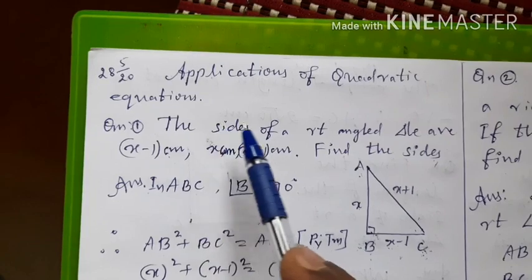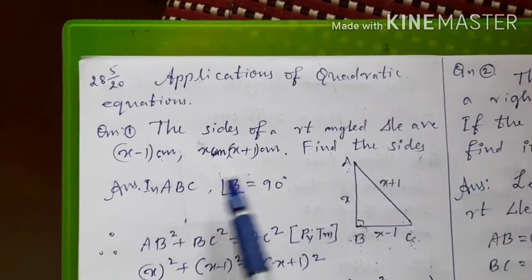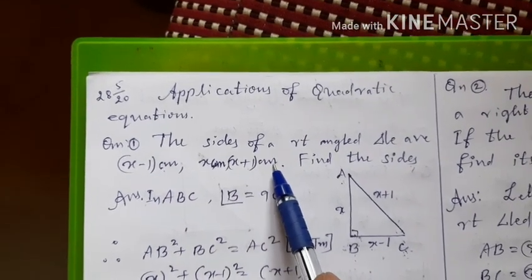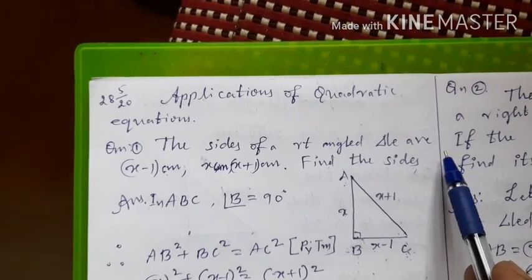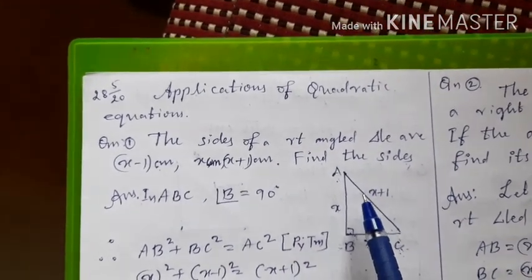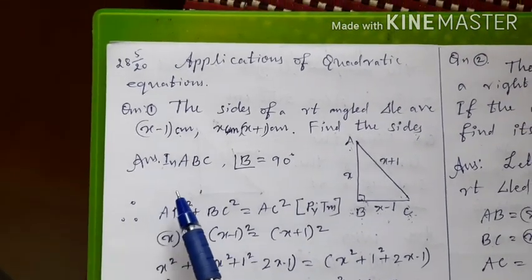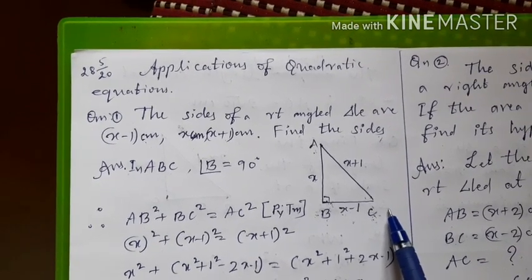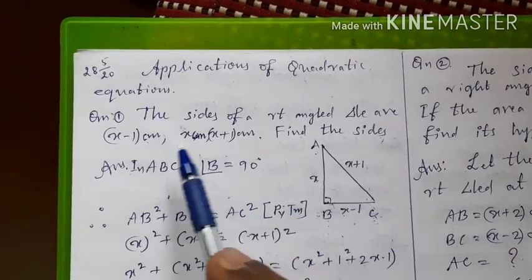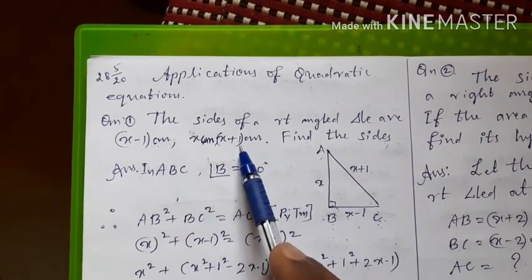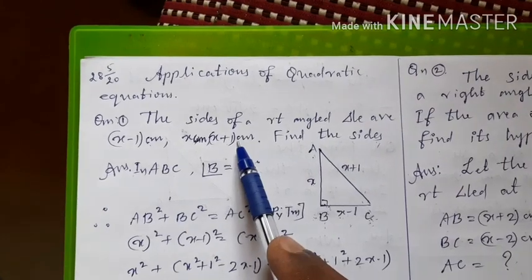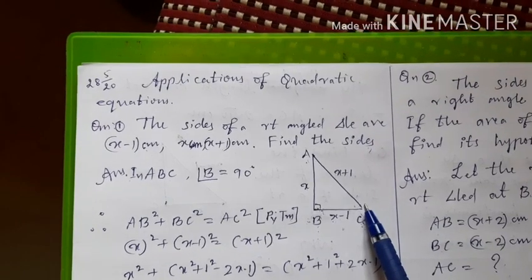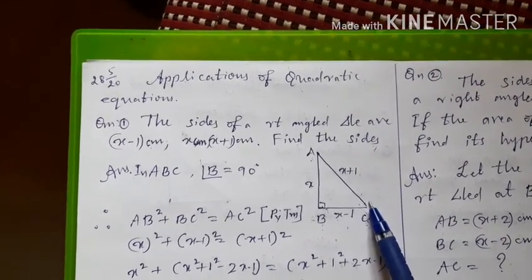Question number 1. The sides of a right angled triangle are x minus 1 centimeter, x centimeter, x plus 1 centimeter. Then find the sides of the right angled triangle, is the question. See here, in triangle ABC, they have given the lengths of the right angled triangle as x minus 1 centimeter, x centimeter, and x plus 1 centimeter. Out of these three, x plus 1 is the longest side. That's why I take x plus 1 as the hypotenuse, as hypotenuse is the longest side in the right angle triangle.